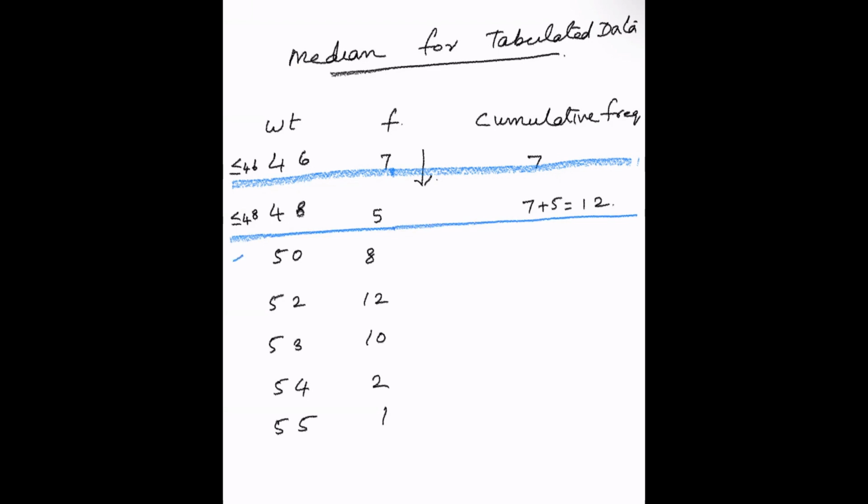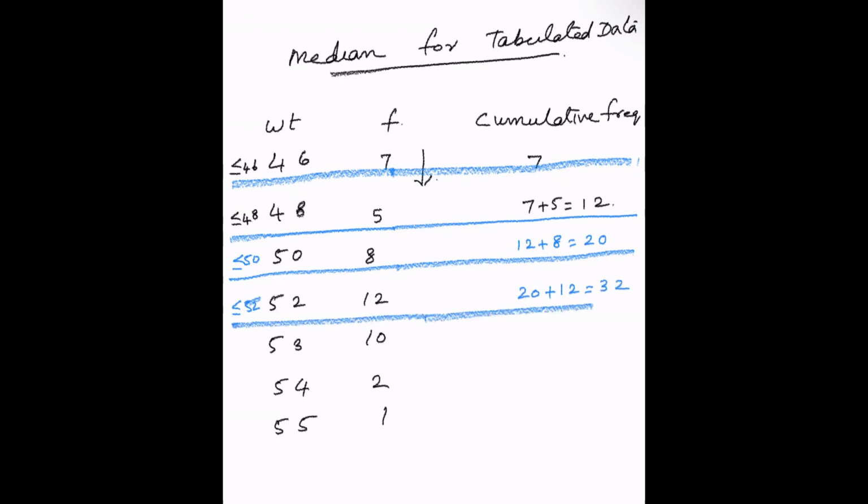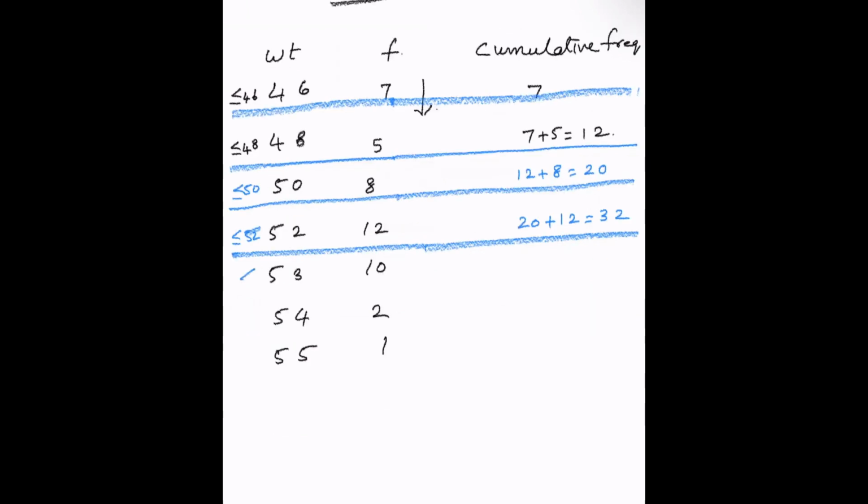Now, how many children have weight less than or equal to 50? That is 12 plus 8, which is 20. So 20 children have weight less than or equal to 50. For less than or equal to 52, it is 20 plus 12, which is 32. For less than or equal to 53, it is 32 plus 10, which is 42.